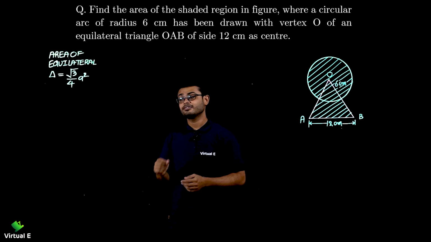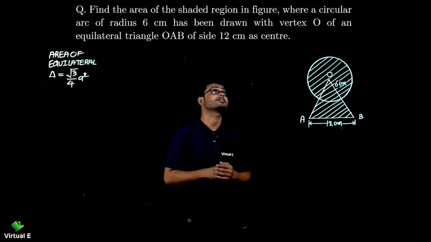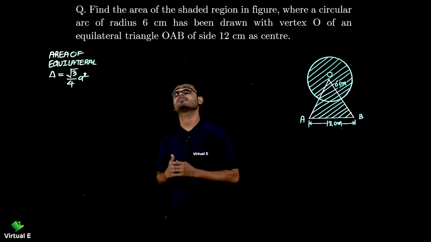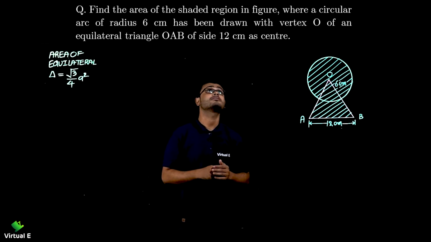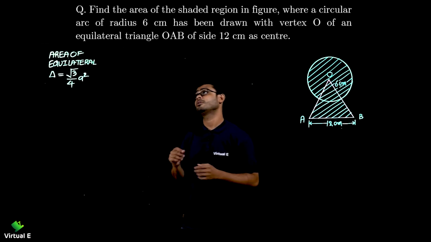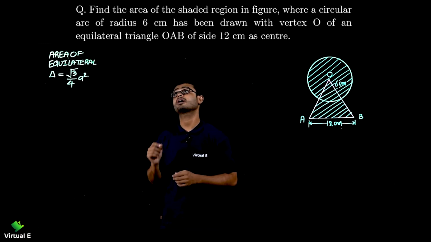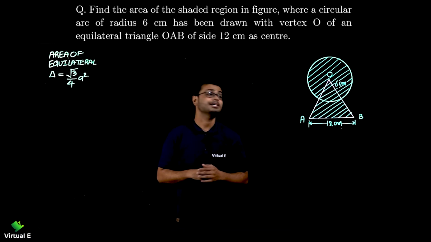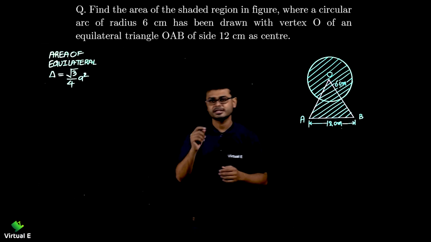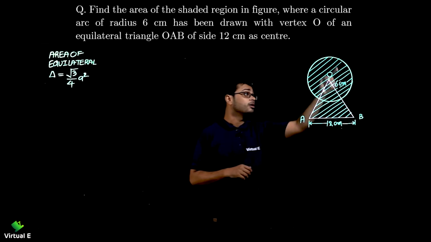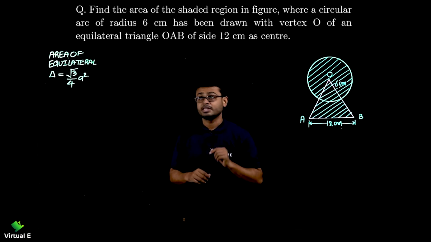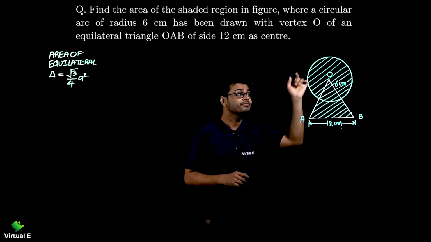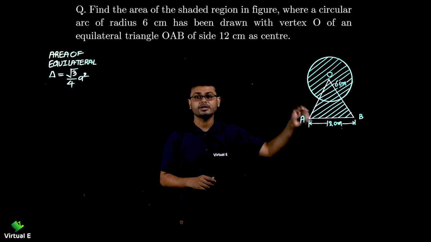Find the area of the shaded region in figure where a circular arc of radius 6 cm has been drawn with vertex O of an equilateral triangle ABC of side 12 cm as center. So let's understand what is given. O is the center of the circle. Yes, we come to know that it is given, and O is also the vertex of the equilateral triangle.